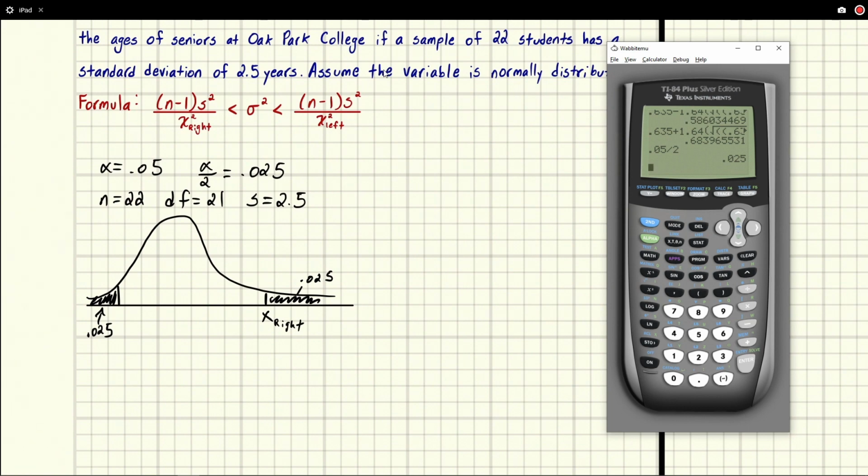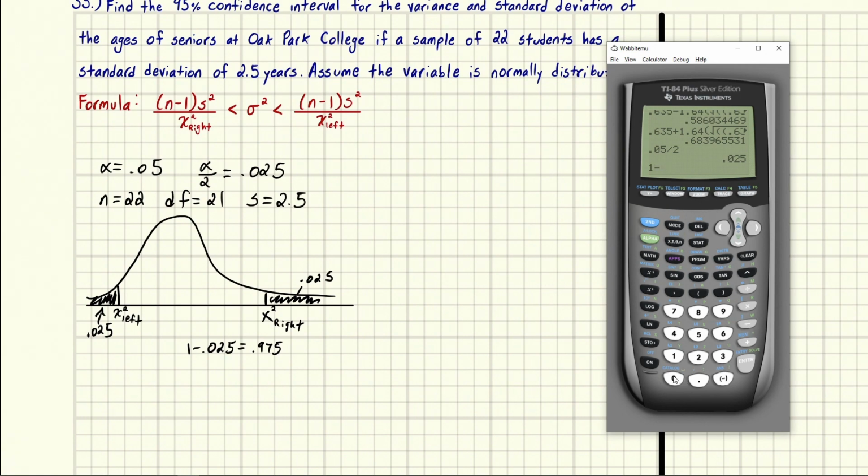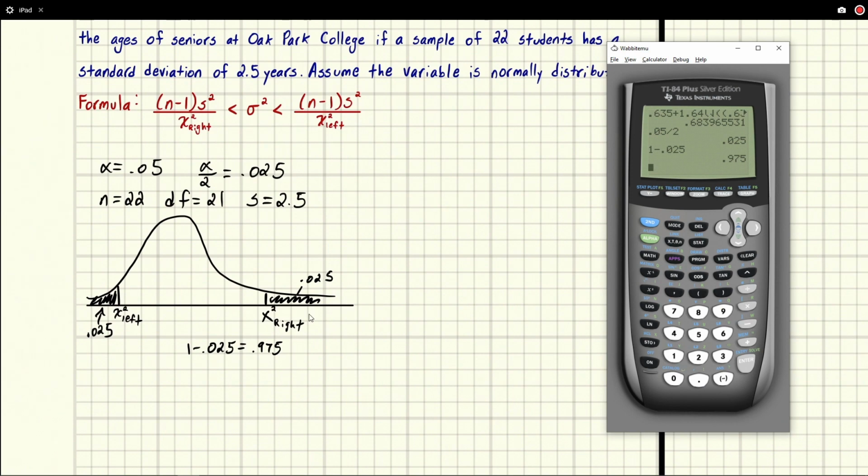To get chi-squared left, we have to do 1 minus this. So 1 minus 0.025 is going to give us 0.975. And when in doubt, type it out, right? There you go. A good rhyme. So just verify. Don't make any silly mistakes over goofy mental calculations.